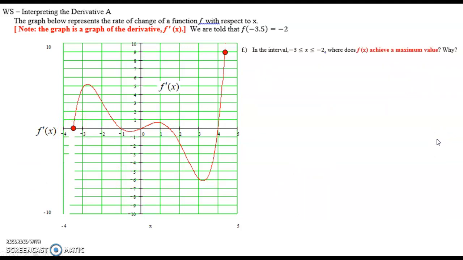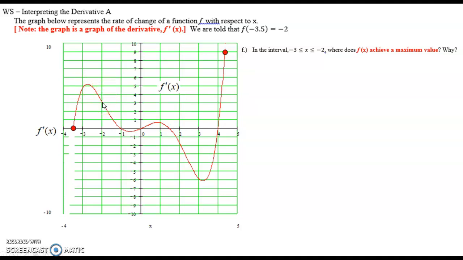Part F says in this same interval, by the way, there's a typo here on your worksheet, so you should change it to from -3 to -2. So we're only looking from -3, so from this point right here, to -2, which is right here, from this point to this point. So from -3 to -2 on that interval, where does f, again, the curve we can't see, achieve its maximum value? So we're not looking anywhere else on this curve. We're just looking from -3 to -2.